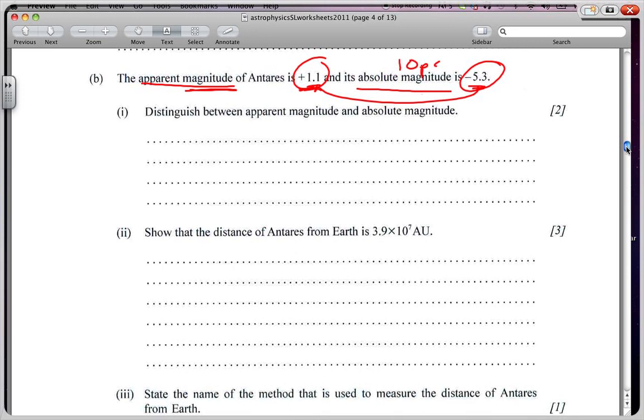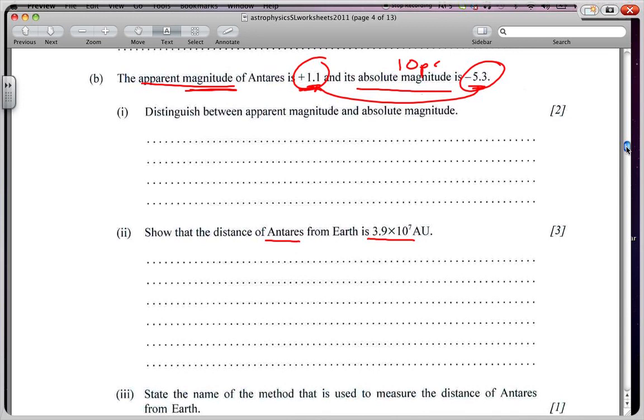So distinguish between apparent magnitude and absolute magnitude. This we've done before, in the last question, the last paper. Apparent magnitude is a measure of how bright a star appears from the Earth or from an observer, and the absolute magnitude is the apparent magnitude of a star at a distance of 10 parsecs from the Earth. So show that the distance of Antares from Earth is 3.9 times 10 to the 7 astronomical units.